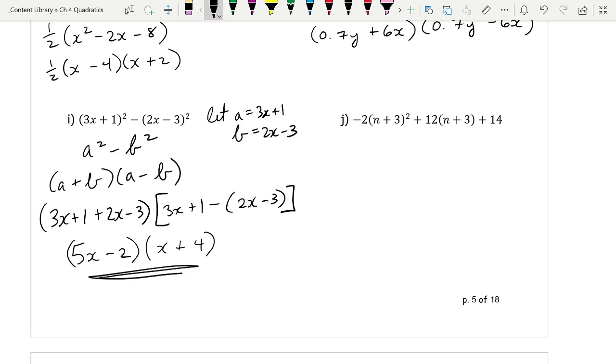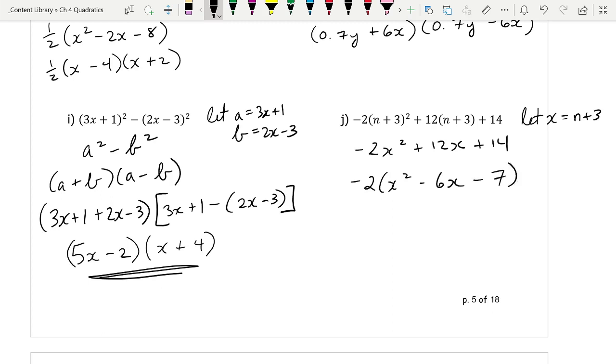Let's use it one more time. How about we'll use x. Let x equal n plus 3. So this is -2x squared plus 12x plus 14. I'm going to factor out my common factor of -2. And then I'm going to ask myself, what two numbers times to make -7 and add to make -6? It's -7 and plus 1.